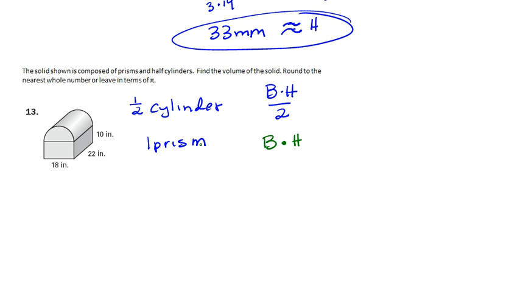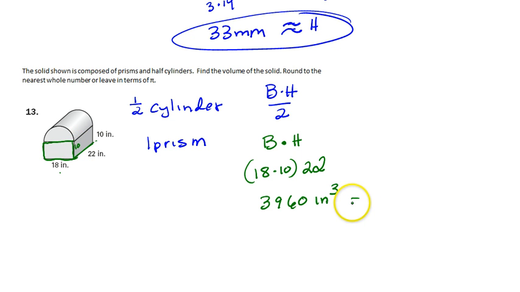So I'm going to start with my prism because that's going to be easier. My prism has the dimensions of 18 by 22 for its base. Or let's say it's 18 by 10. Let's make this my base. This is the dimension here, 10. So if my base is 18 times 10, my height is measured from base to base, so that's going to be this portion here, or 22. If I multiply this out, I get 180 times 22, or 3,960 cubic inches. And that would be the volume of my prism.